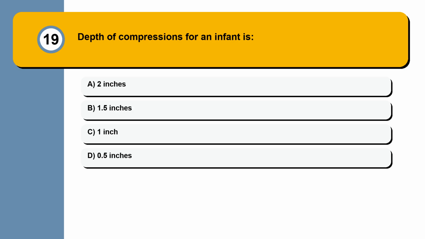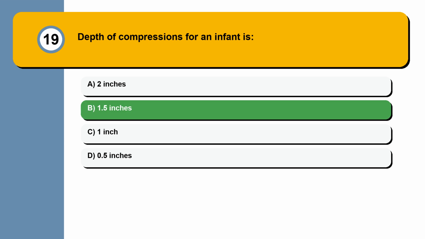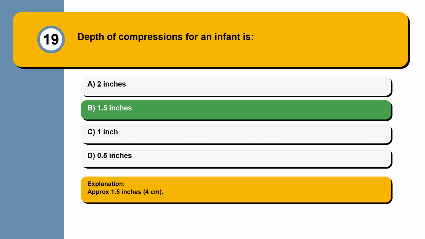Question 19. Depth of compressions for an infant is 2 inches, 1.5 inches, 1 inch, or 0.5 inches? Approximately 1.5 inches, 4 centimeters.